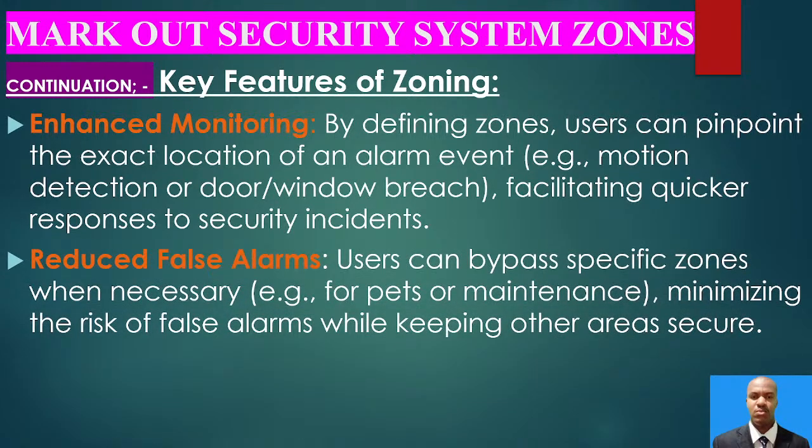Then the other feature is reduced false alarms. The user can bypass specific zones where necessary. These zones which may be bypassed are areas where you're keeping pets, or you can also bypass in case you want to do some maintenance. So bypassing simply minimizes the risk of false alarms while keeping other areas secure.